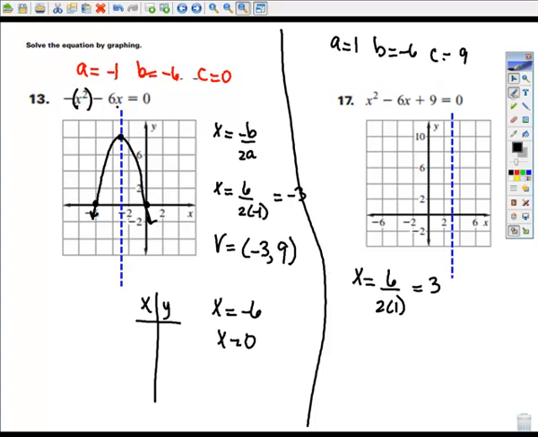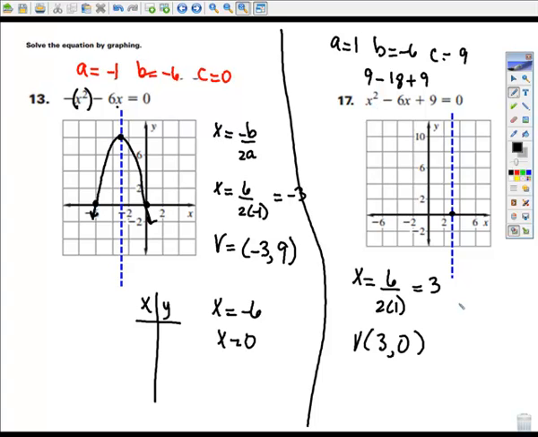And now my vertex is 3 comma. I'm going to go ahead and put 3 in here. When I put 3 in here, that gives me 9 minus 18 plus 9, well, that gives me a 0. So 3, 0 is actually my vertex in this case.